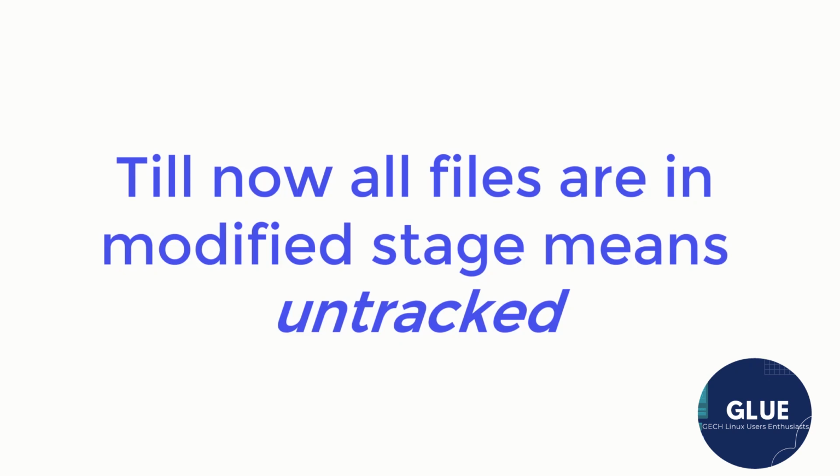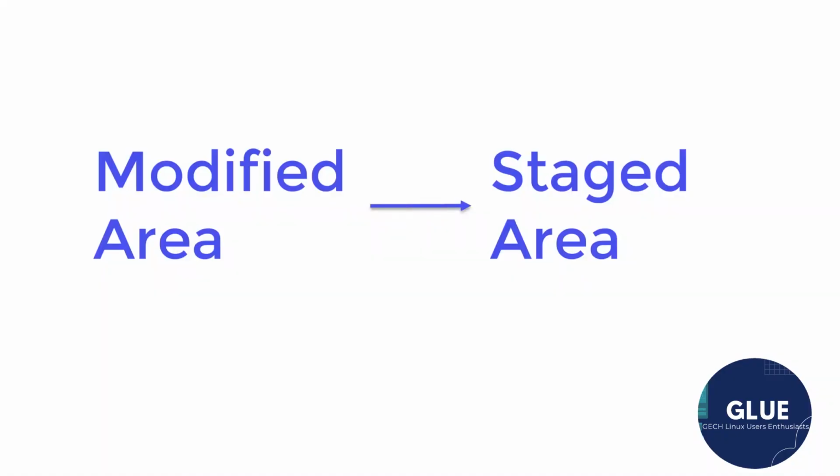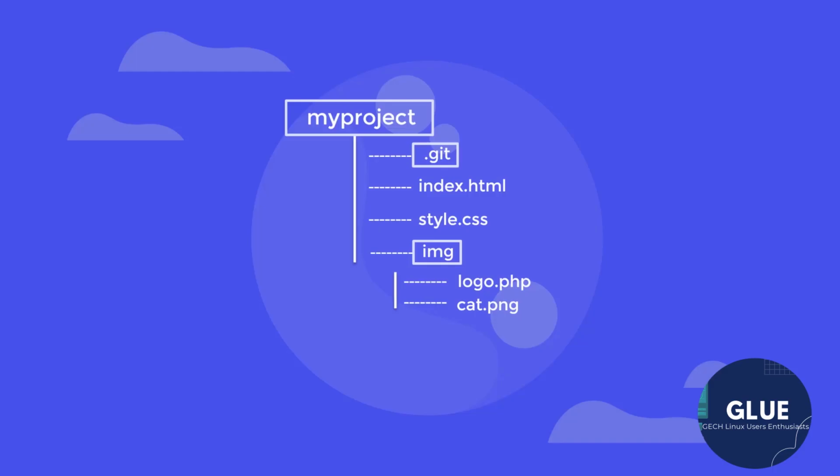As for now, whatever changes we made to our local Git repository were all untracked, as every file was in the modified stage. In case you don't know about the different stages of commit, do watch our previous video, the link is given in the description below. As we have already explained the different stages of commit in the previous video, if you want Git to track your modified file, then you have to place it in the staged area. So now we shall move on to how to change files from the modified phase to the staged area. Let's take the example of my project repository that we used in the previous video.